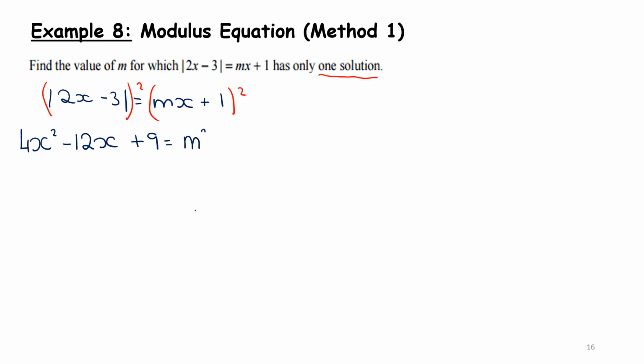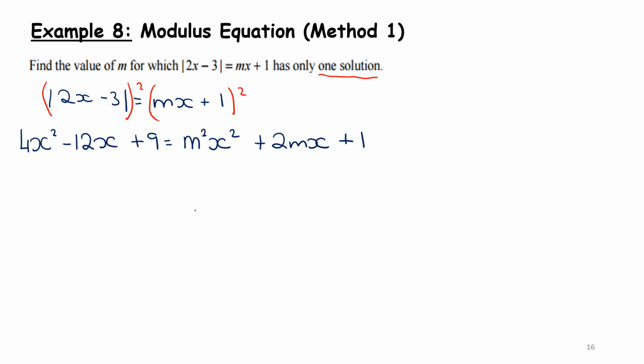now just be very careful here, squaring the first is m squared x squared. Remember, the squared only affects what it's touching, so mx squared just means the x is squared, but we have mx by mx, so the m is also squared, plus 2mx plus 1.